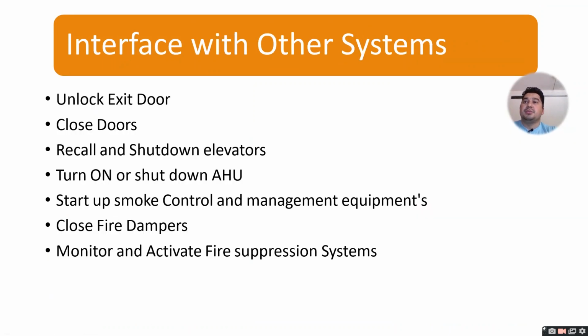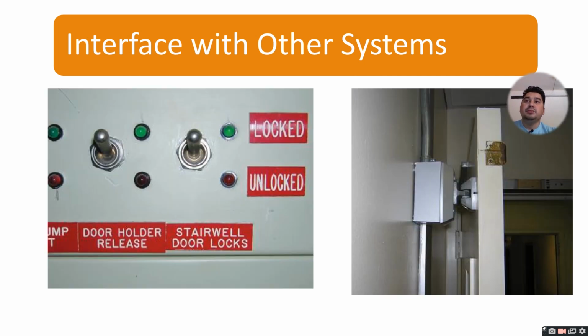Interface with other systems: unlock exit doors, close doors, recall and shut down elevators, turn on or shut down AHU, start up smoke control and management equipment, close fire dampers, monitor and activate fire suppression systems. So these are the other systems that will interface with the alarm system.